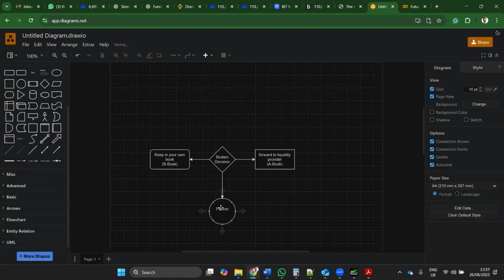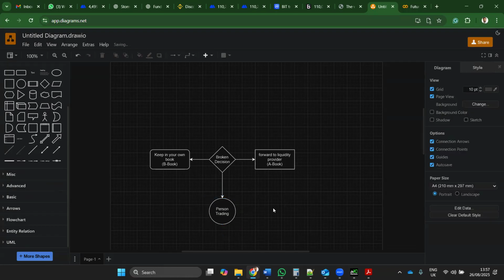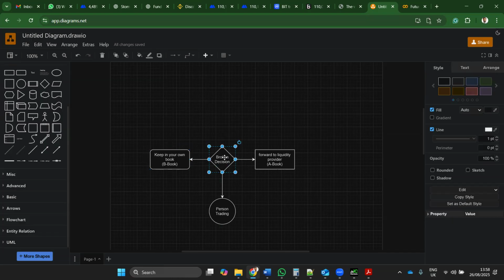So basically, whether the price goes up or down, whatever happens to the price, people will be trading all the time. And the broker has to make this decision all the time, whether to forward this risk to the others, the A book, or whether to keep this risk with them. If they keep it with them and people lose, the broker will make a lot of money.